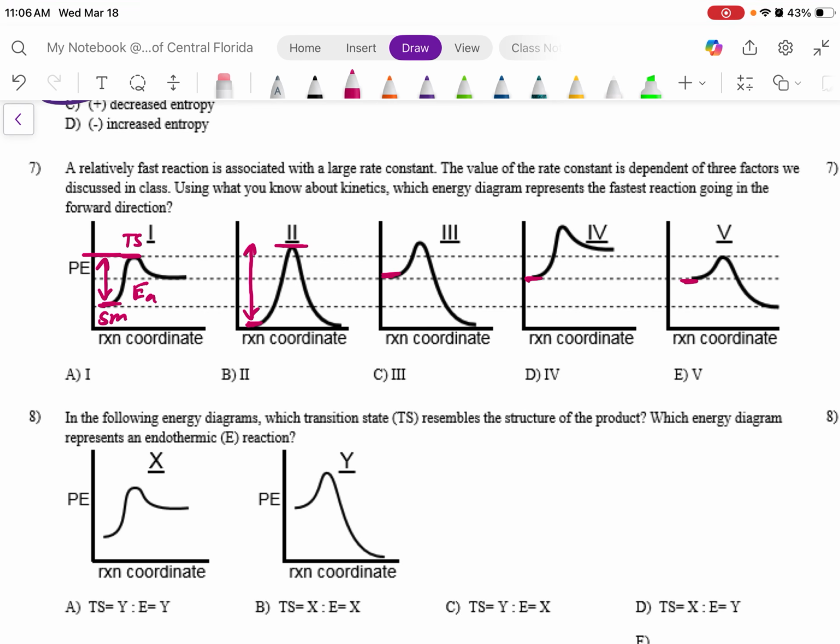So now we're just simply looking at all of these and trying to find the one that has the smallest energy of activation. And that would give us the fastest reaction. And so upon close evaluation, you will see that this gap right here is the smallest. So that makes answer choice E the correct answer.